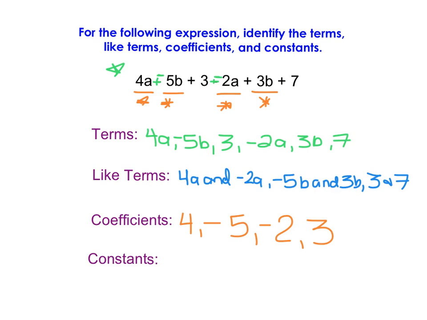Then from here to end, we need to identify any constants that we have. And if we look back at our definition of constants, we know that a constant is a term that has a number but contains no variables. And if I look through here, I notice that I have 2 terms that contain no variables. So as a result, I have 2 constants. I have 3 and 7.